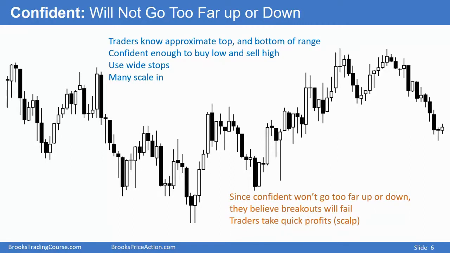Again, experienced traders are confident that no matter how strong a breakout looks, it's going to fail and the market will reverse. Another strong breakout attempt, reverse. Strong bull breakout attempts at the top, and they reverse down. Because traders know that the breakouts are unlikely, they're also going to be taking quick profits. They tend to scalp when the market's in a trading range.